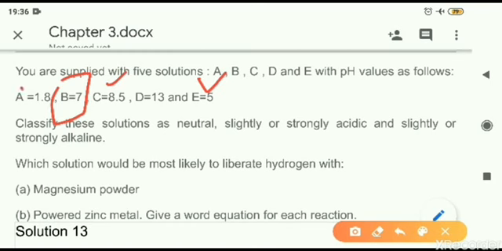Similarly, close to 0. A is having 1.8, that is close to 0, so that will be one of the most acidic, or we can say strong acid, so it is a strongly acidic substance. Similarly, the one close to 14, extreme right of the pH scale, will be strongly basic in nature.